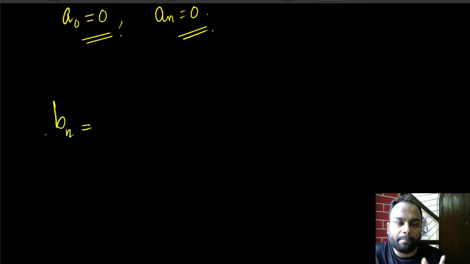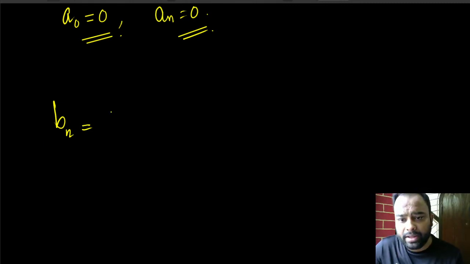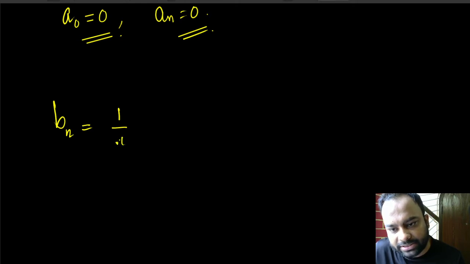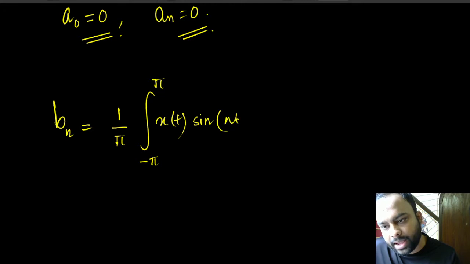What is Bn? Bn is the coefficient of the n radian per second sinusoidal component present in the signal. And how do I express that? I express that using this, from minus pi to pi x(t) sine nt dt.